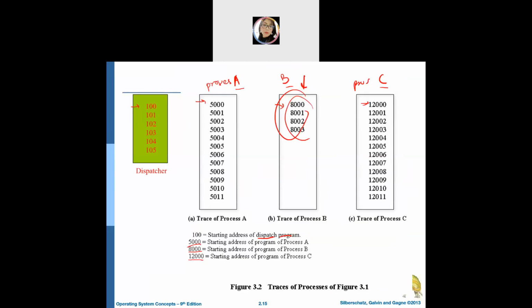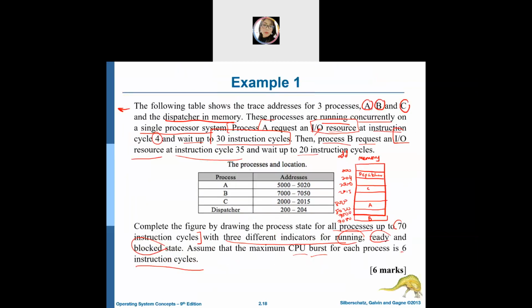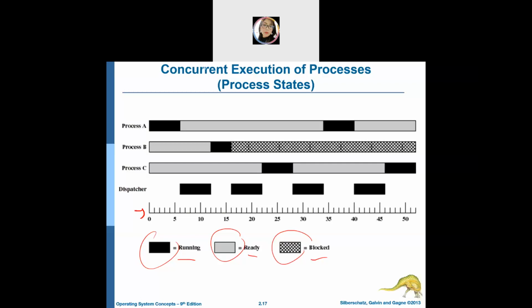After you have already done this part, the second step is to put all the addresses for processes A, B, and C. So you can draw later on, for this example, the dispatcher, 1200, 1201, 1202, 1203, 1204. Process A, what happened? 0000 until 0020. All of these have a mark, okay? So please make sure you write everything. C, you are starting at 2000 until 2015. This one is C, this one is B. So please make sure you draw it step by step.